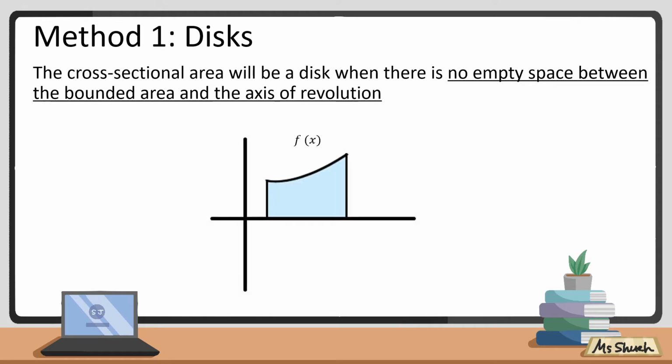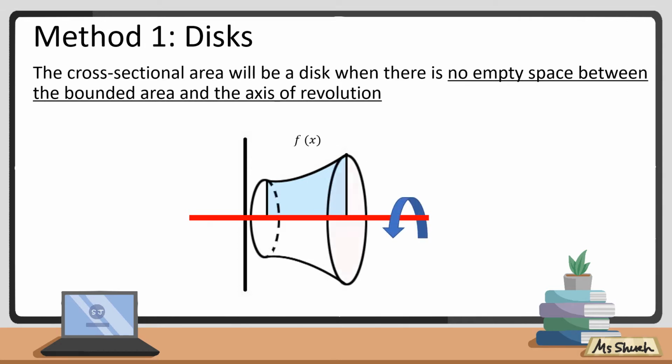revolution. So if we have this function here and this is our area, we can see that if we're rotating about the x-axis, there is no space in between. So when we rotate it, we're creating circular cross sections.